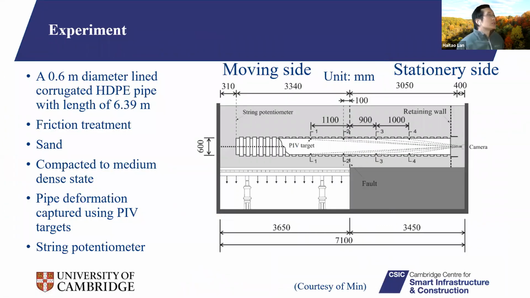The pipe we use is a high density polyethylene pipe with a corrugated liner. The diameter is 0.6 meters with a length of 6.4 meters. We installed friction treatment to reduce the friction between the sand and the wall, and the sand was compacted to a medium dense state. We also installed targets at 4 cross sections, numbered 1, 2, 3, 4, inside the pipe, so we can measure the pipe deformation and movement during the test. We also attached a string potentiometer at the end for backup data.